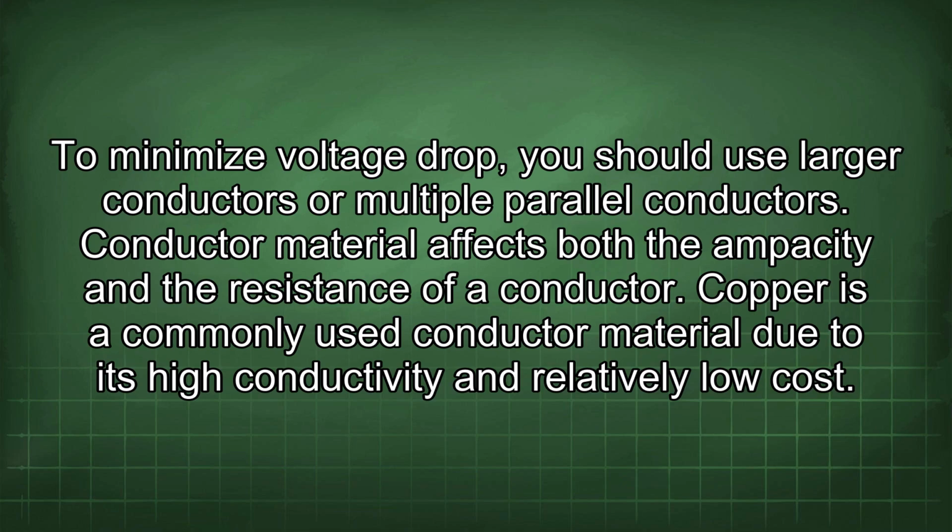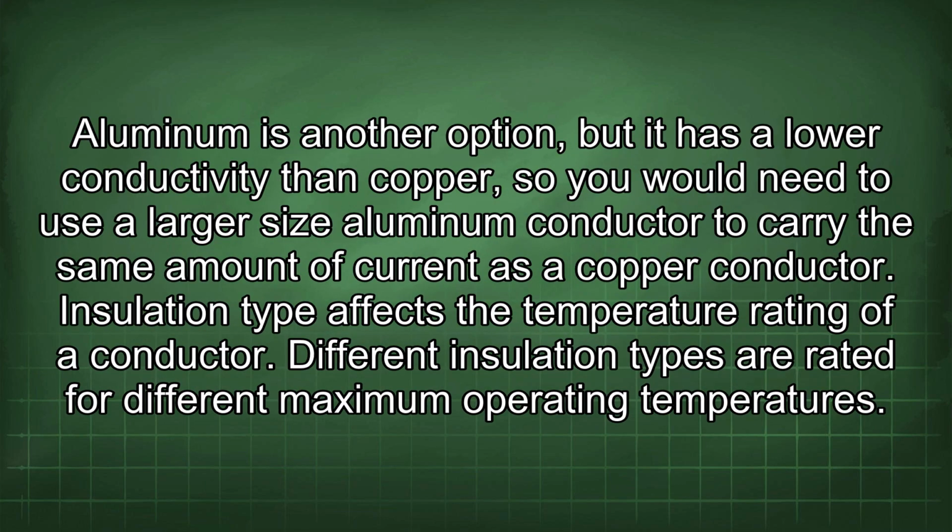Conductor material affects both the ampacity and the resistance of a conductor. Copper is a commonly used conductor material due to its high conductivity and relatively low cost. Aluminum is another option, but it has a lower conductivity than copper, so you would need to use a larger size aluminum conductor to carry the same amount of current as a copper conductor.